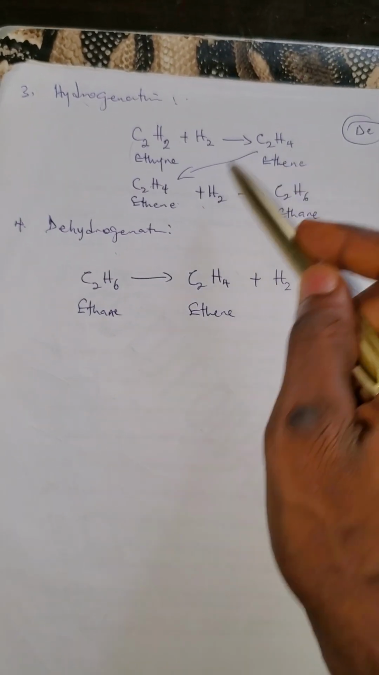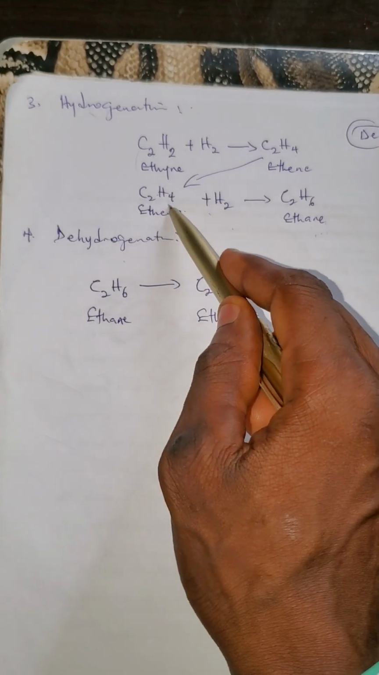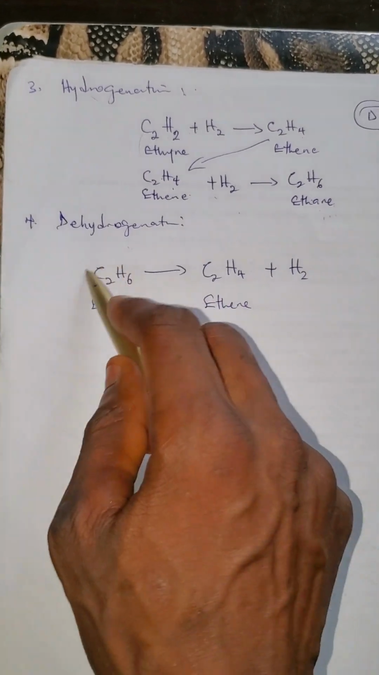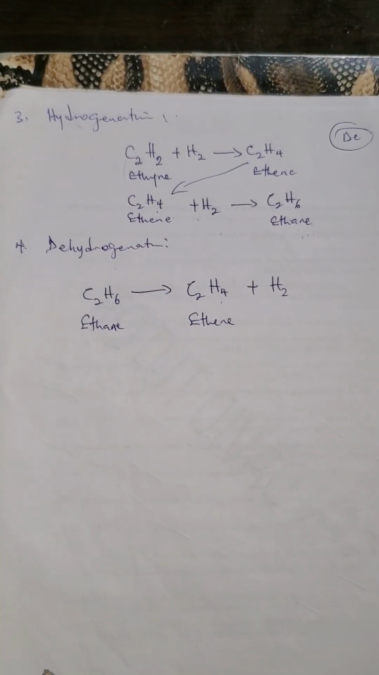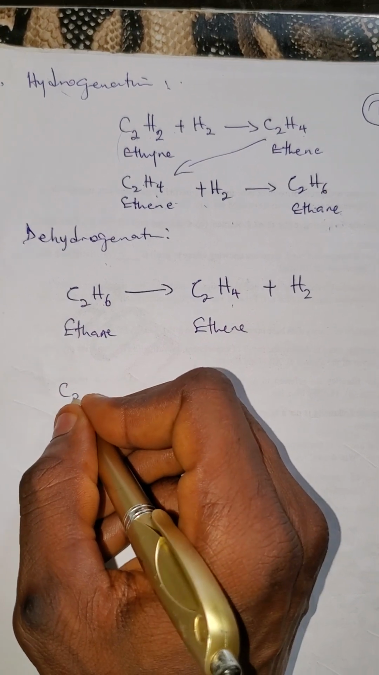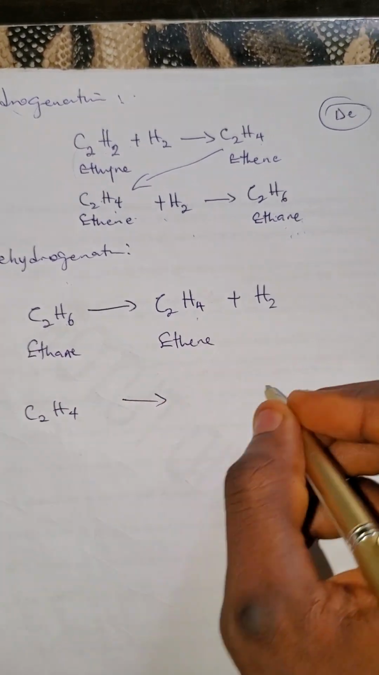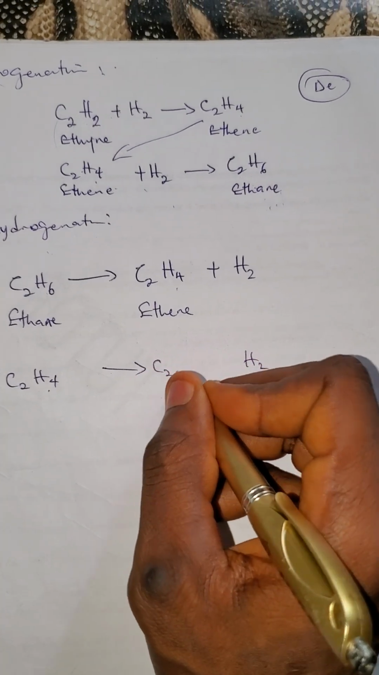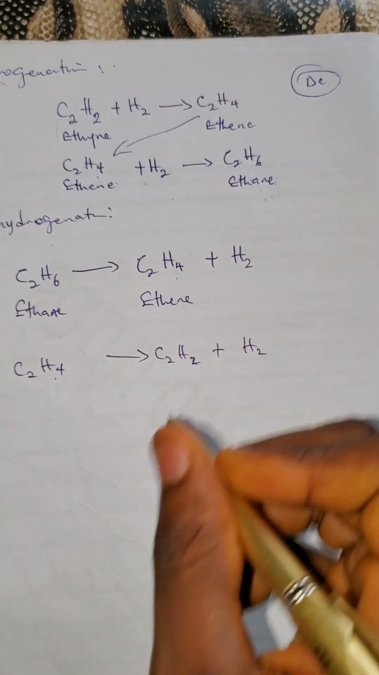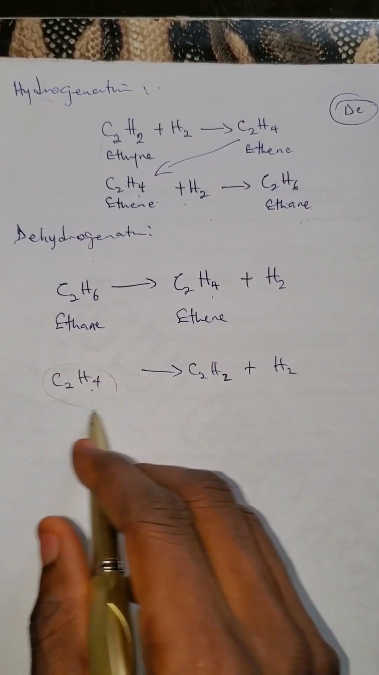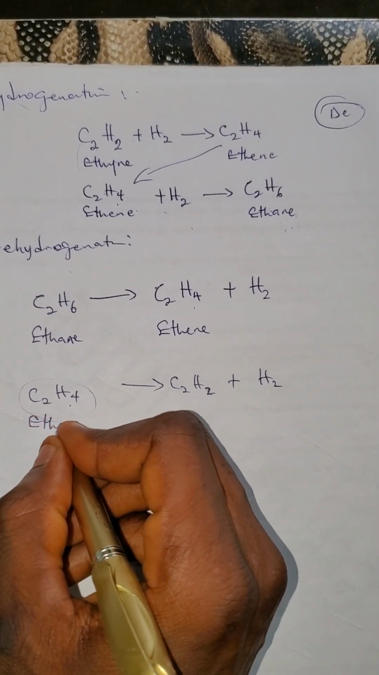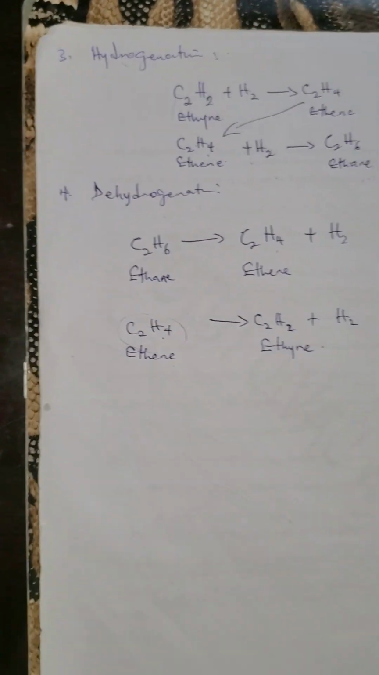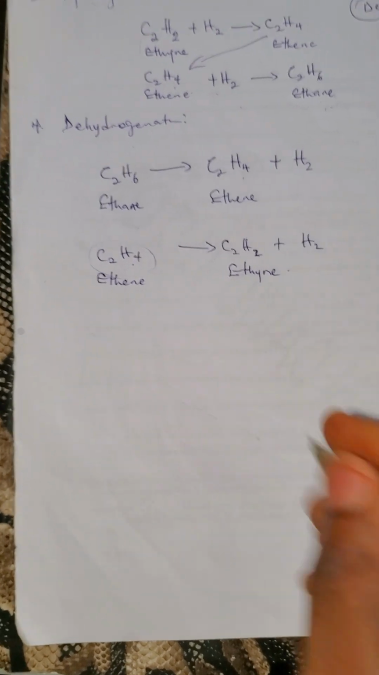Of ethane. The hydrogenation of ethane will give us the production of what? Of ethane. And at the same time, if you have C2H4, if you remove 2 hydrogen from this, it will remain what? 2 hydrogen. So that's C2H2. So that means I can say the hydrogenation of this ethane will give us what? Will give us ethyl. That is it. You can see that it's very, very simple.